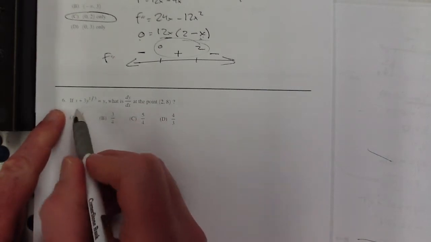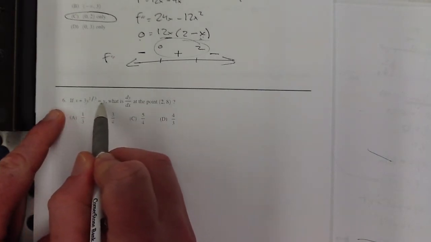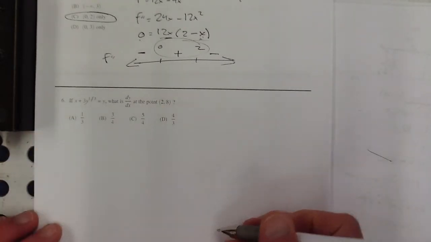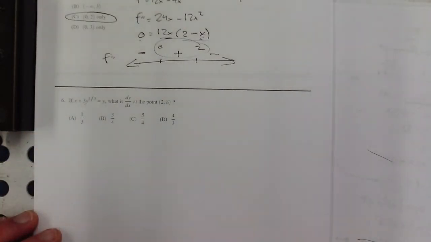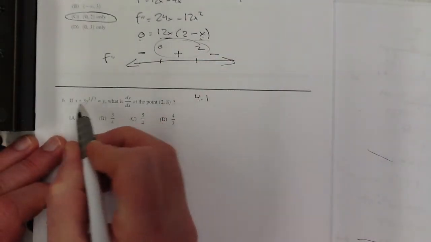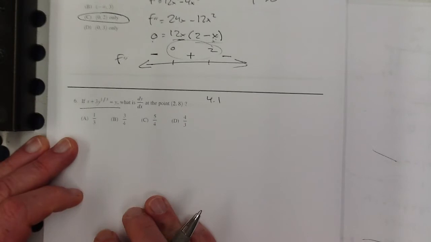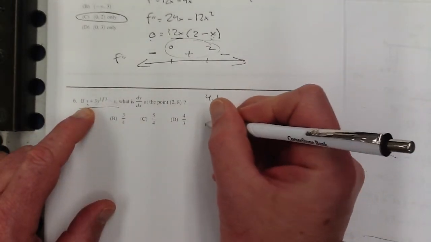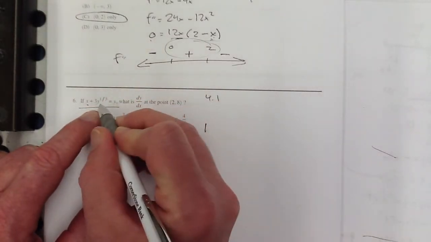If x plus 3y to the 1/3 is equal to y, then what's dy dx at the point 2, 8? This is implicit differentiation, which is section 4.1. It's where we just take the derivative of this without solving for y. So what's the derivative of x? It's 1. What's the derivative of 3y to the 1/3?